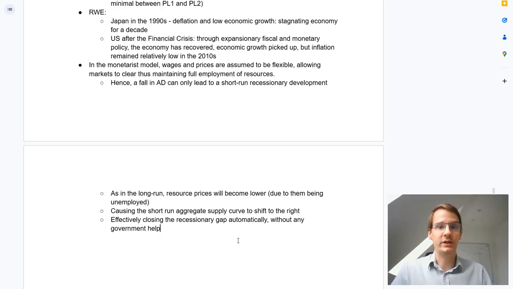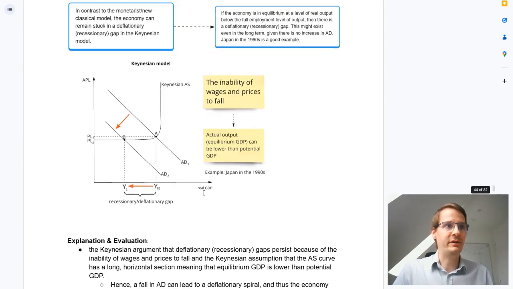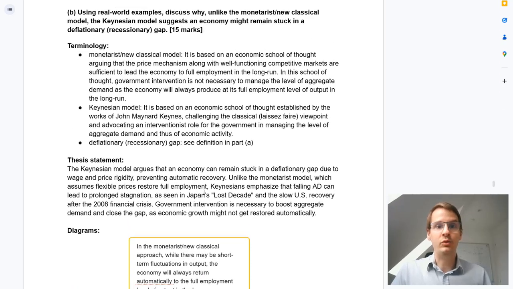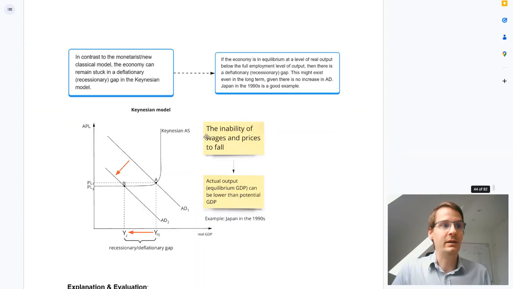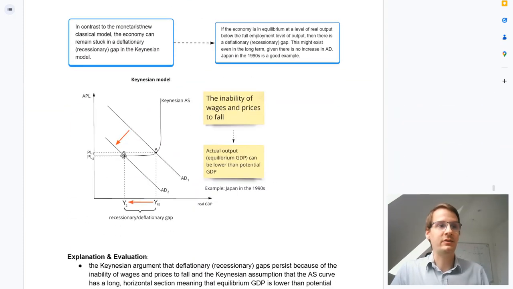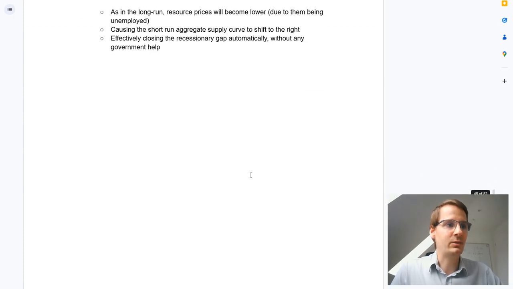So in my conclusion, I would just have this concluding statement that this is why the two models are different: their view about how resource prices can change, especially in the long term. And because of this difference in their views, according to the Keynesian model, we might actually be stuck in a recession, just as Japan's example shows us. So that's this question. Let's look at the next one.